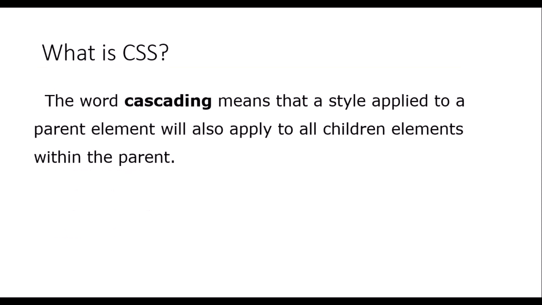The word cascading means the style applied to a parent element will also apply to the child elements within the parent. So if you set the color of the body text to blue, all headings, paragraphs and other text elements within the body will also get the same color unless you specify something else.